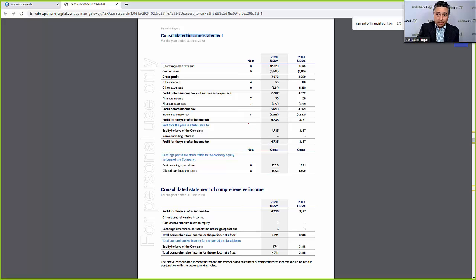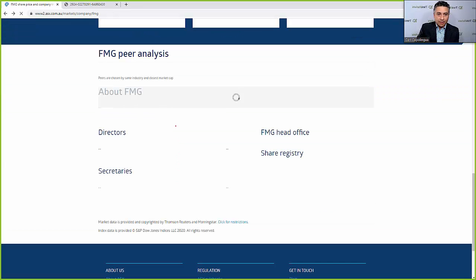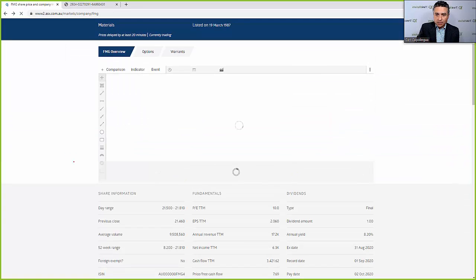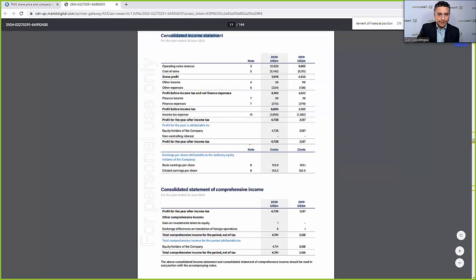Okay, price, that's pretty straightforward. Scroll up to the top of the ASX website and we get the price. It's not hard to find the market price of any stock you're looking at. Currently 21.66. And the other thing we can use here is the market capitalization, because we're going to use that quite often as well.